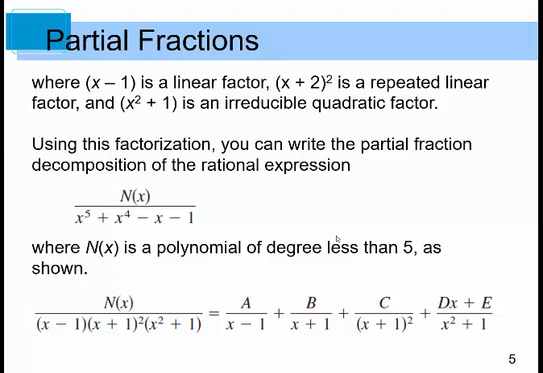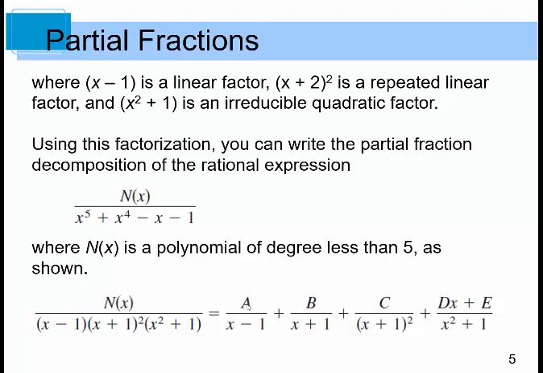Alright, so using this factorization, you can write the partial fraction decomposition of this. Notice it was just this, now we're just putting it over something, where n of x is a polynomial of degree less than 5, because our original one here is 5, so the top has to be less than 5. So what we have to do then is break this up as: the first linear factor, one factor of the repeatable linear, then the second repeatable linear term, plus a fourth one where it's the irreducible quadratic factor. But here a, b, and c are just constants.